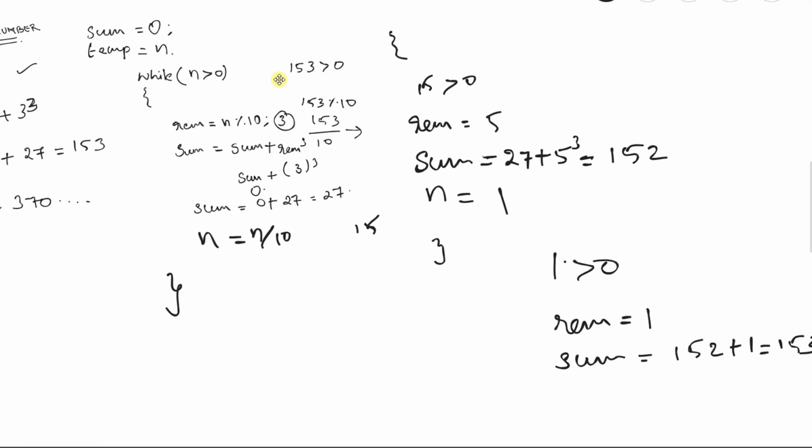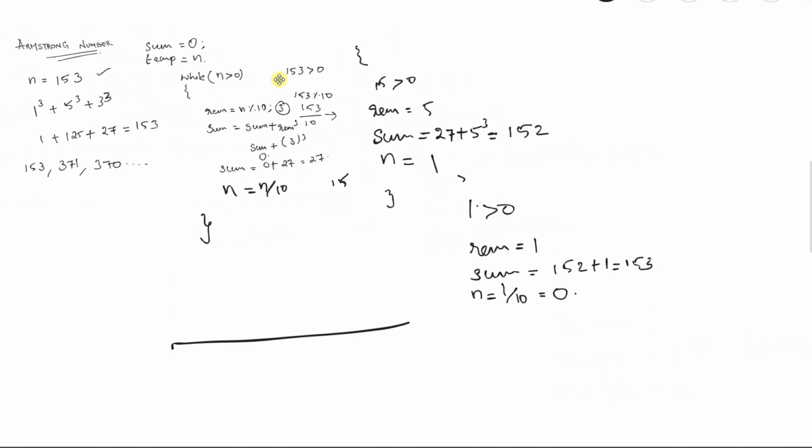We got that value. Next we find the n value: 1 by 10 is 0. So when we go for the next iteration, the n value is 0. 0 is greater than 0? That condition fails, and we exit the while loop. This is the main procedure to find the sum of the cube values of the digits. After finding the sum value, we check whether this sum value is equal to the preserved value, that is temp. If this is true, it is an Armstrong number. If it is not true, it is not an Armstrong number.